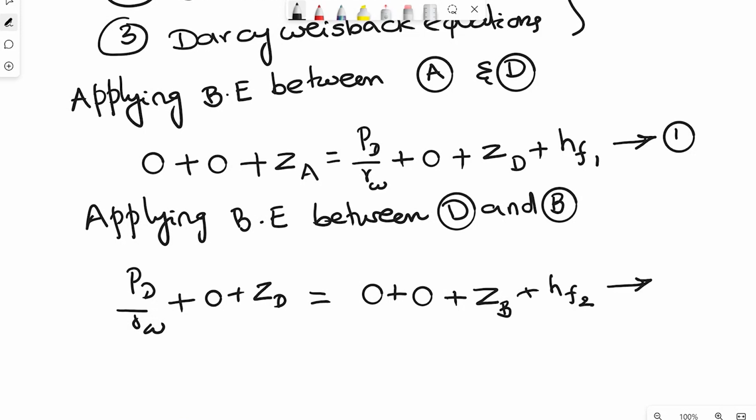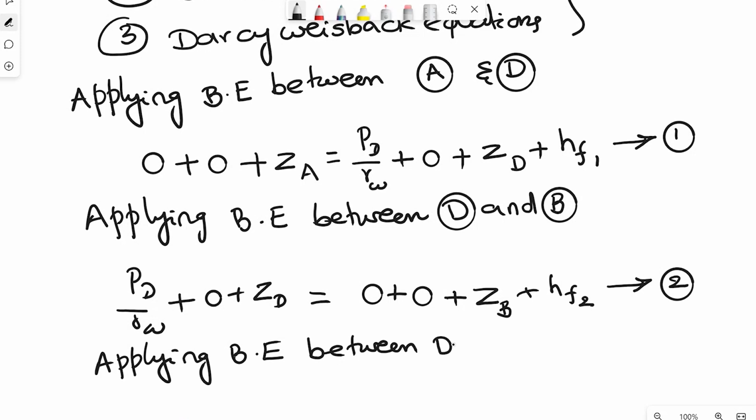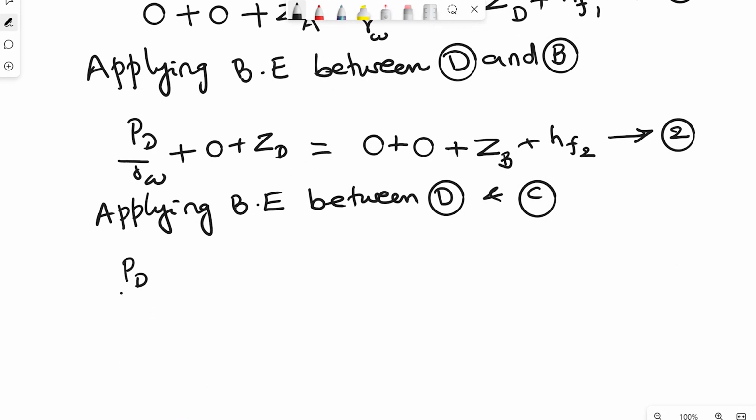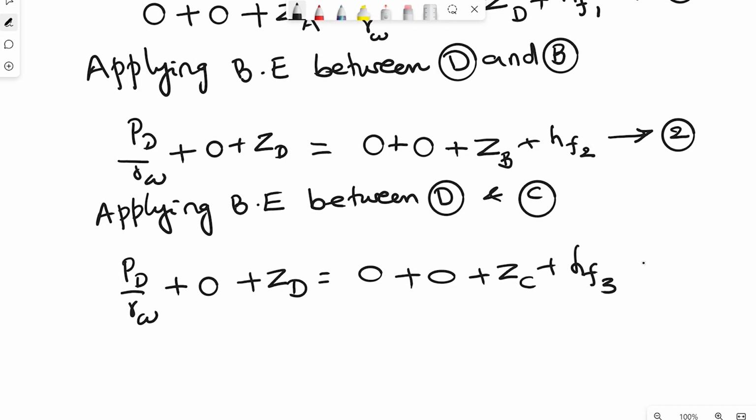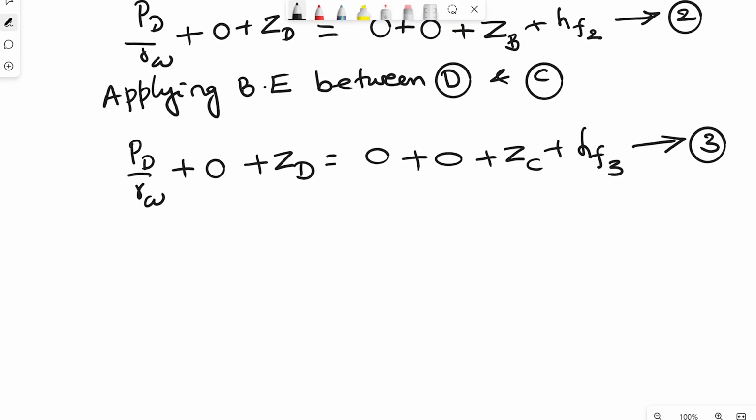This is the second equation. Then applying Bernoulli's equation between D and C, it is PD by gamma W plus velocity 0 at the junction plus ZD is equal to, in tank C, the pressure is atmospheric pressure. At the free surface the velocity is 0, plus ZC plus HF3. So this is the third equation.